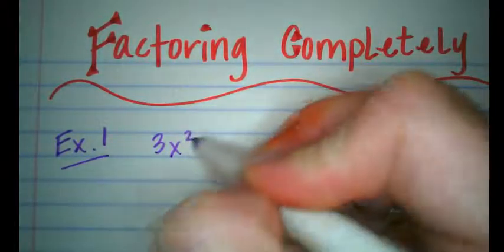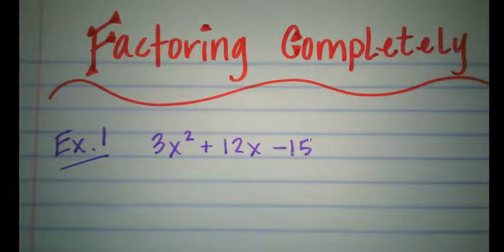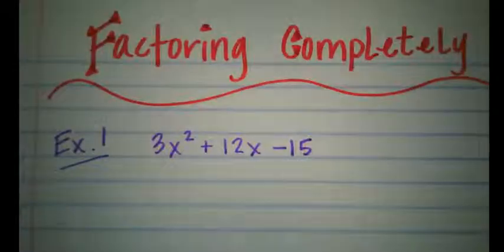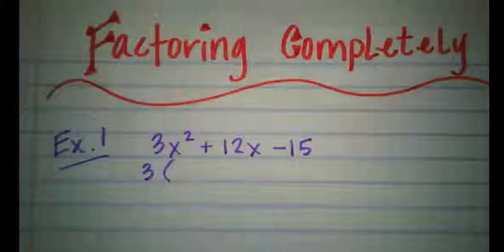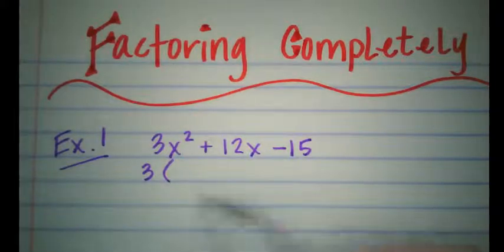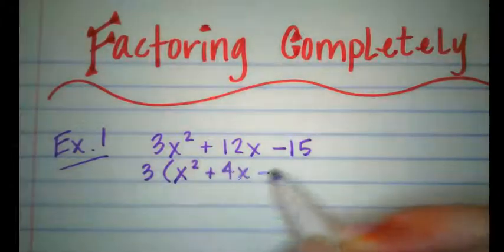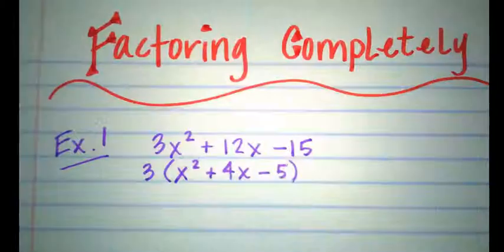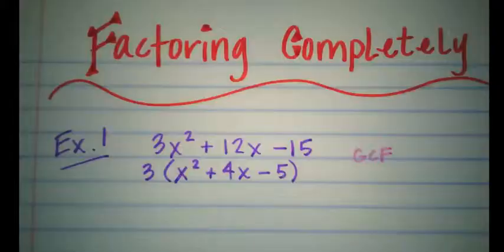So 3x squared plus 12x minus 15. The first thing that we do before we do anything else is we check for GCF. If you look through right here, I see a common factor of 3. So I am going to take that out. When I take out the GCF, that is going to leave x squared plus 4x minus 5. What I just did right there was GCF. So that's the first type.